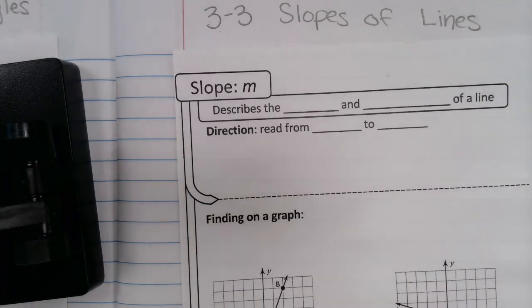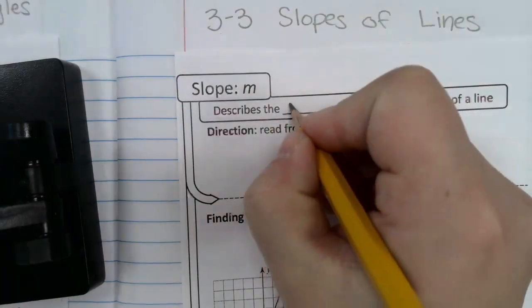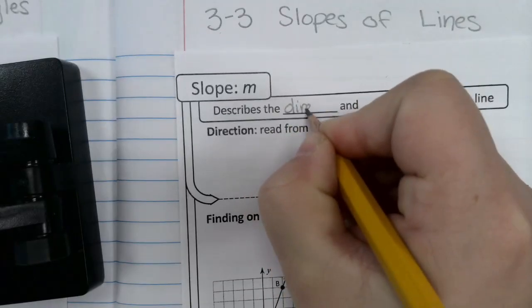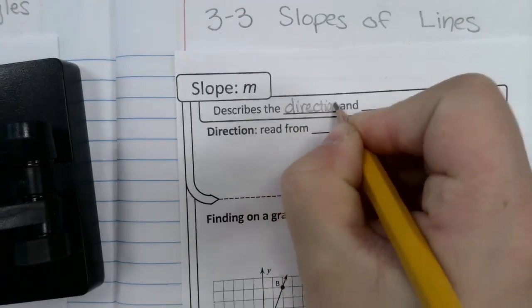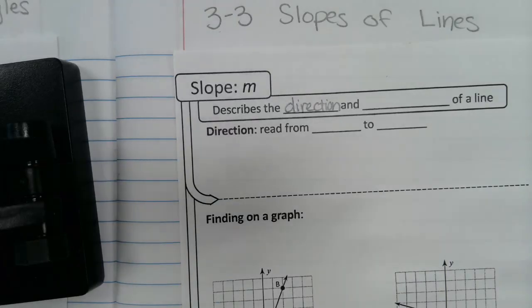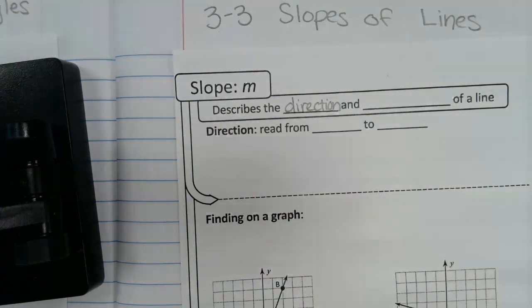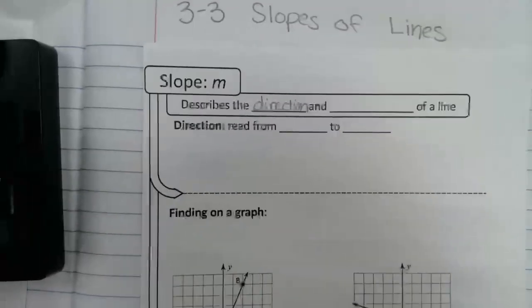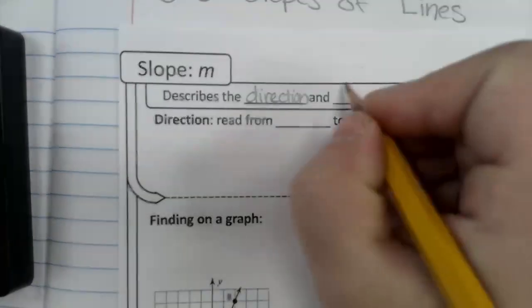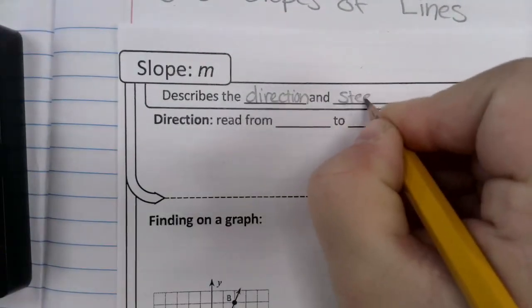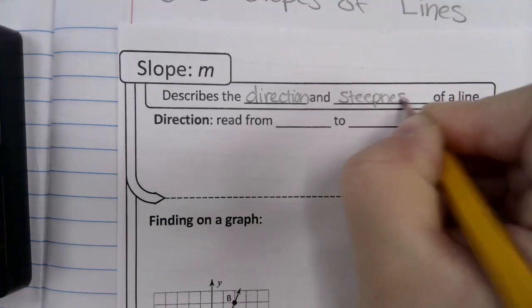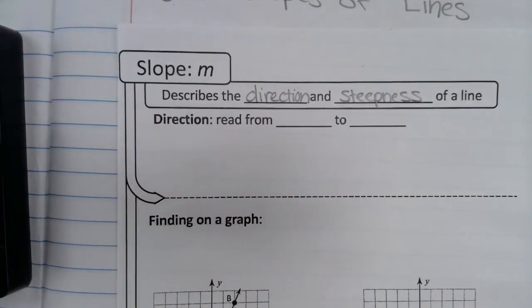Good, direction. So it describes the direction. I did not leave enough space there. Pretend that there's enough space to write that word, direction. And it tells us the steepness of a line. So when we talk about steepness, remember we're talking about how quickly it rises or if it's pretty flat.